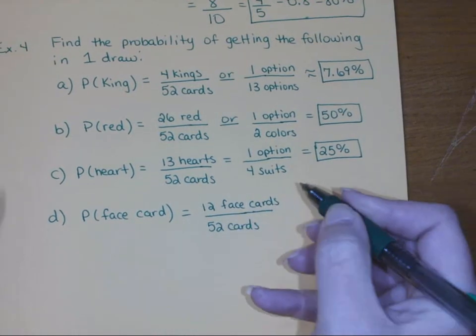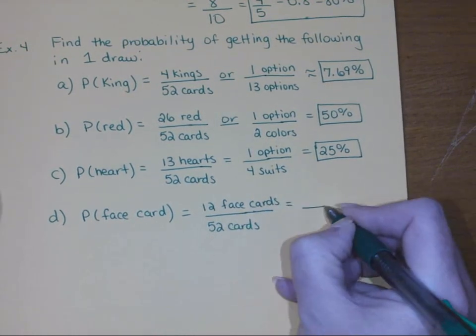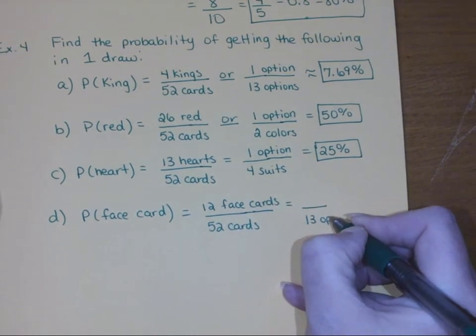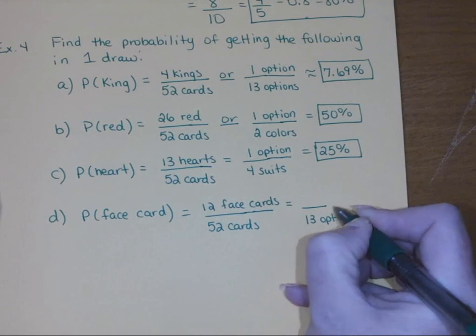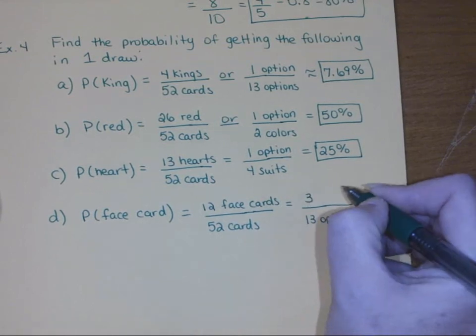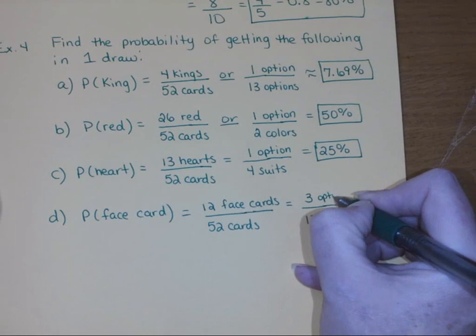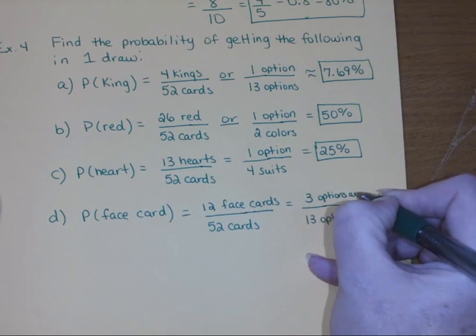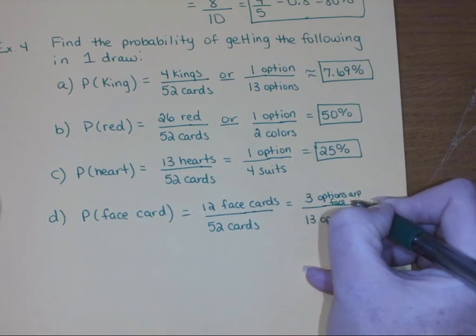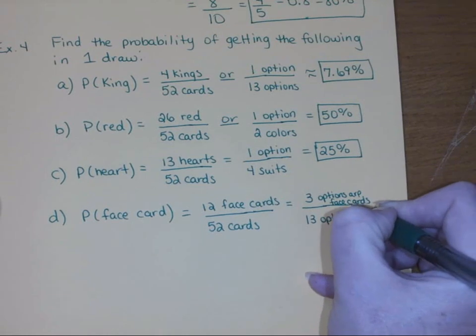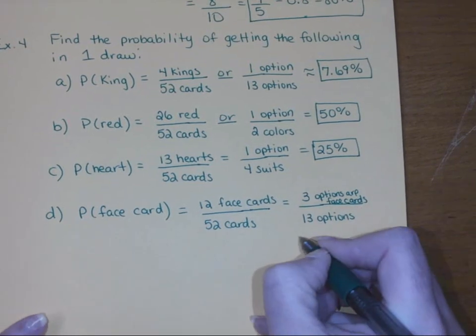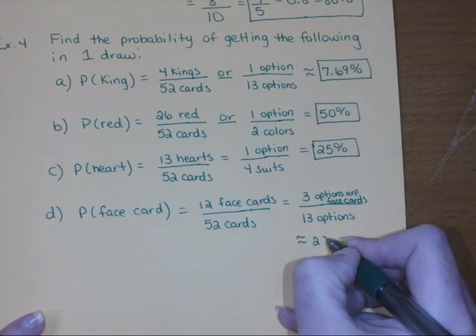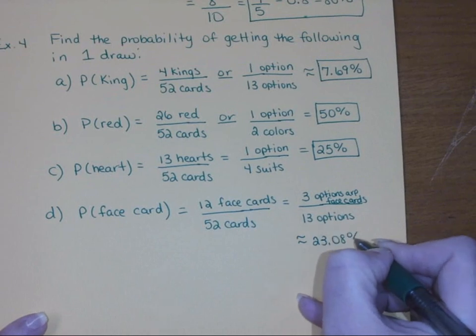Okay, so you could start off with this fraction and reduce it, or again, you could remember that, hey, there's only 13 options, and 3 of those options are face cards. So I'm going to kind of squeeze this in here. Okay, so if you divide that out and multiply by 100, this is about 23.08%.